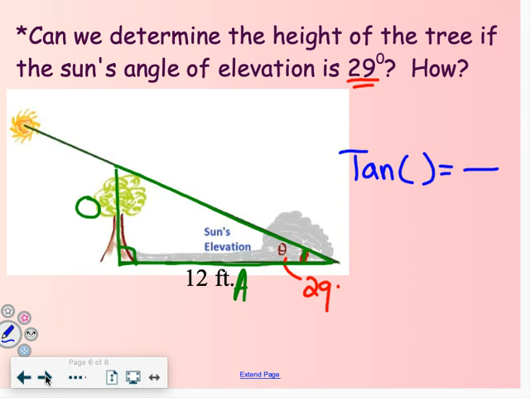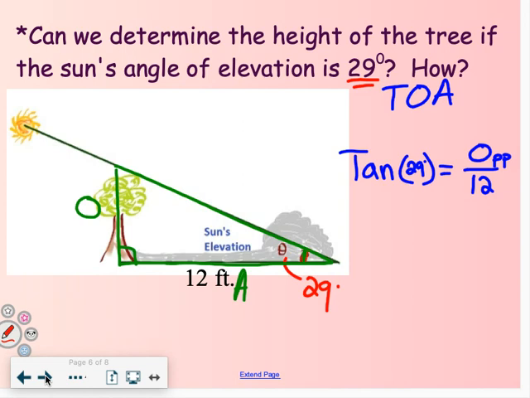Okay, so now we start plugging in some information. Tangent of our angle, well, our angle is 29 degrees, is equal to, we know SOHCAHTOA would make it opposite over adjacent. So we do our opposite side, which is unknown, over our adjacent side, 12. So we're trying to solve for this.